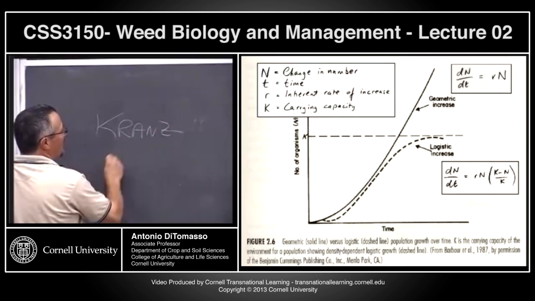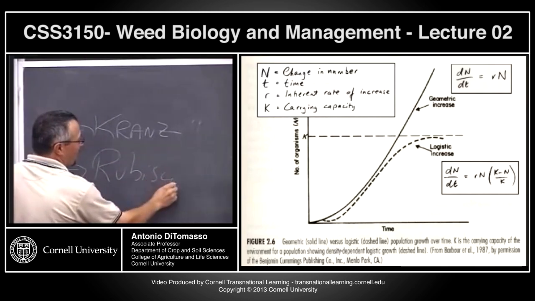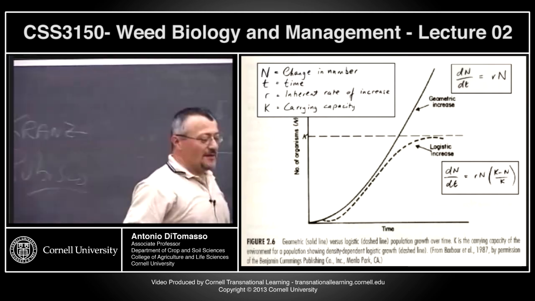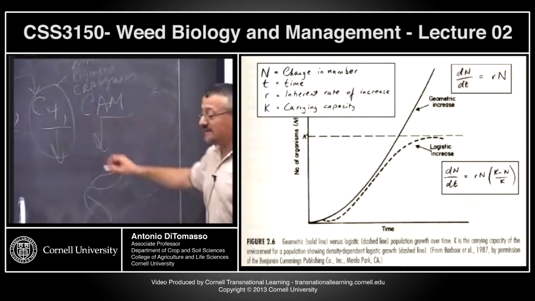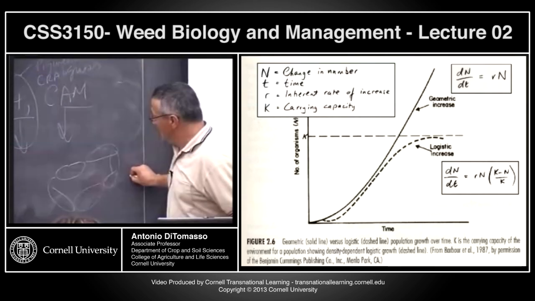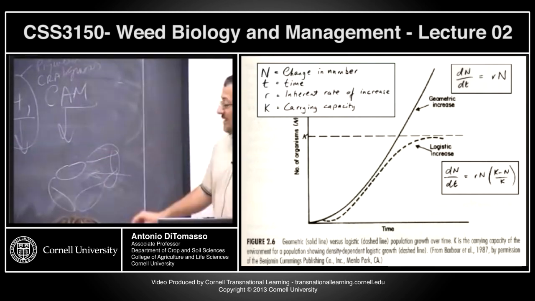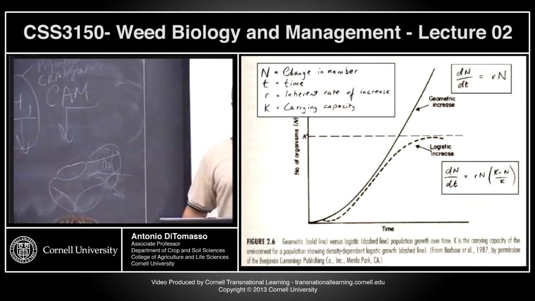Krantz anatomy and something called Rubisco. Those are the two differences. Krantz anatomy is basically these very thick cells in the mesophyll of C4 plants, where, when oxygen or CO2 is brought in, it doesn't come out very easily.